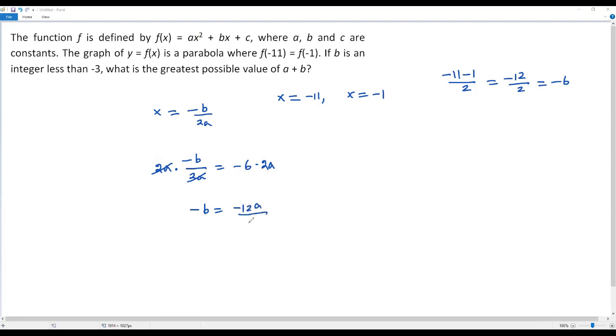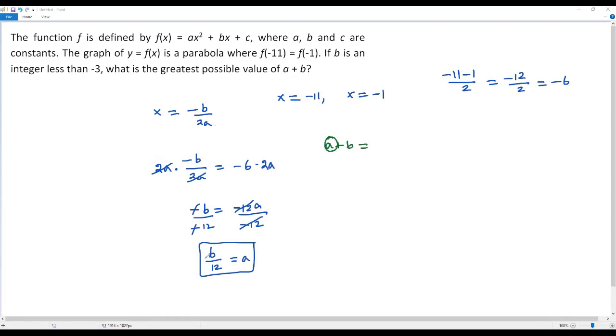Let me divide both sides of the equation by negative 12 to solve for a. Then this negative 12 will cancel out, and the negatives will cancel out. I'm getting b over 12 equals a. Okay, here I have solved for a in terms of b. Now, let's consider a plus b, because our aim is to get the greatest possible value of a plus b. Okay, now let me write a plus b.